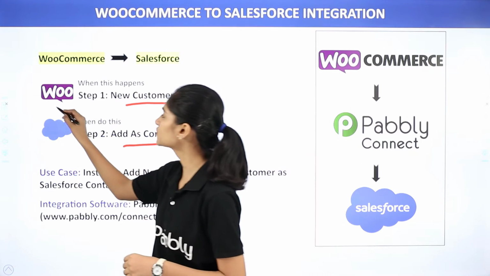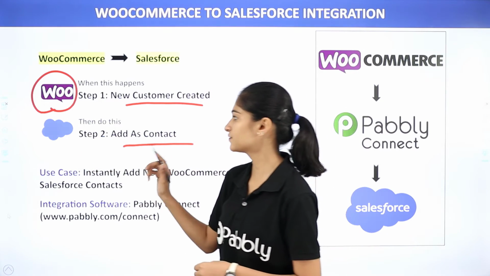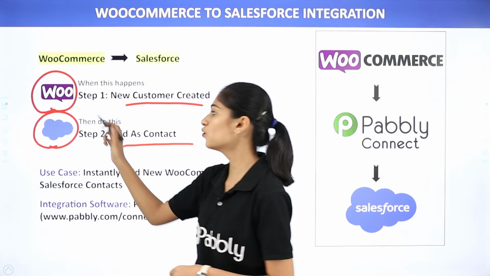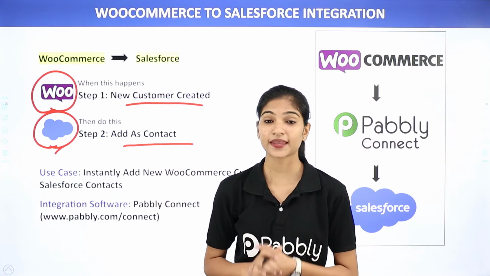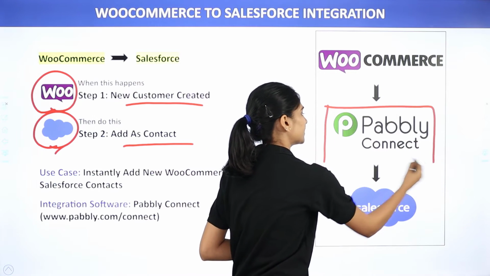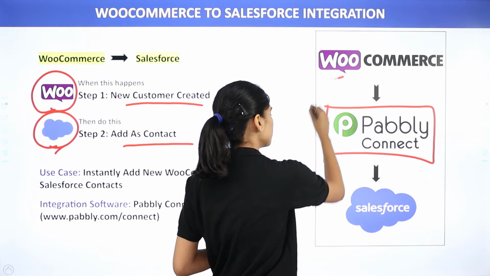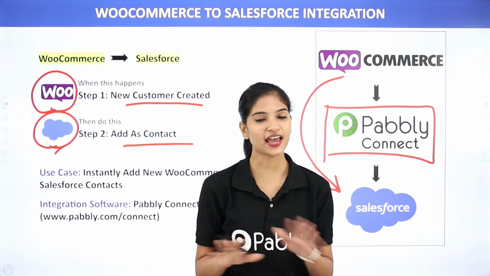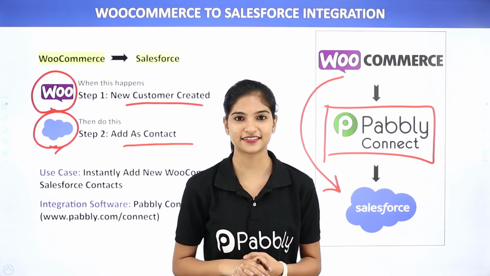So WooCommerce is a software application where you can set up your online store, whereas Salesforce is a CRM platform. The issue here is that WooCommerce and Salesforce don't have any integration between them, and that is why we are going to use Pabbly Connect. So Pabbly Connect is an integration software which will help us to transfer data from WooCommerce to Salesforce. The best part here is you don't require any knowledge of coding. So let me show you this on my screen.